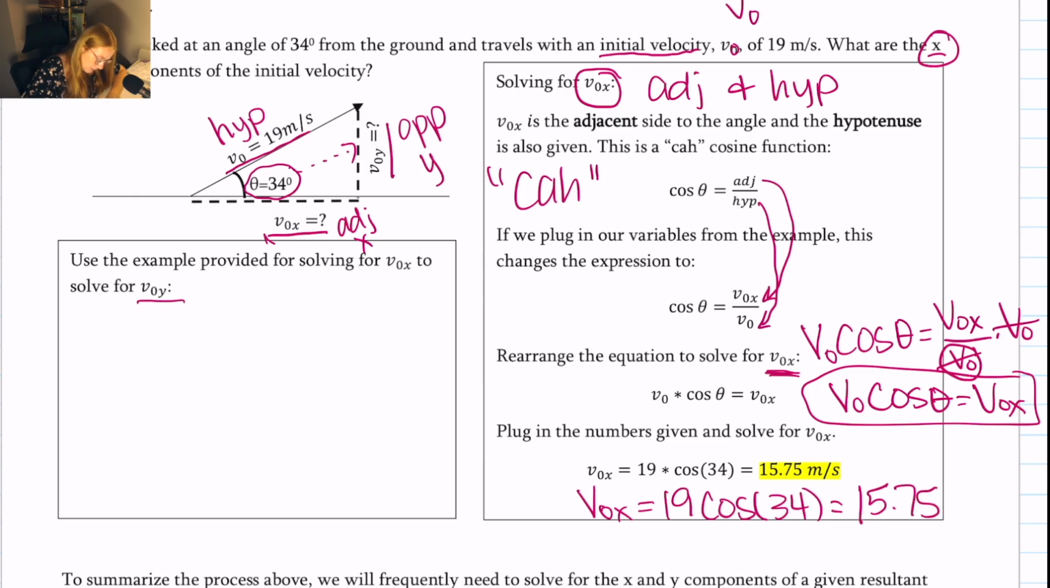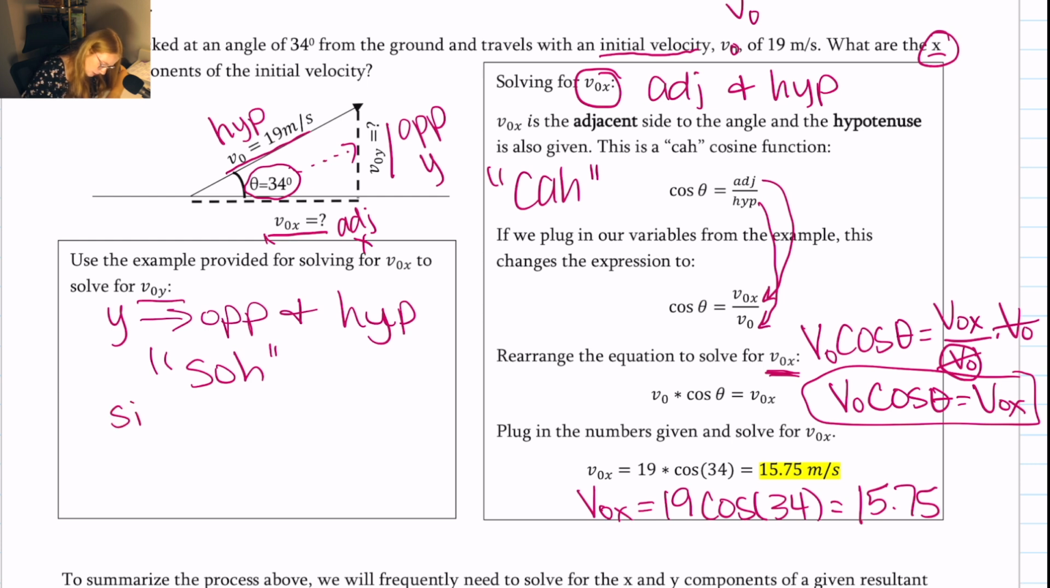Let's try the same thing, but set it up for y. Okay, so y is the opposite, and we already have our hypotenuse. So opposite over hypotenuse, that's going to be our sine. So sine of theta. Opposite goes first. If I look at opposite, I have my Vy. And hypotenuse, just the original V.